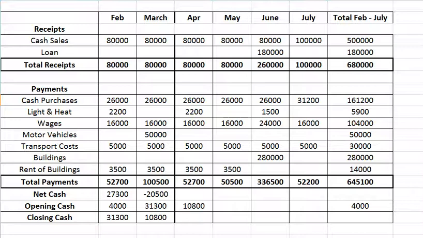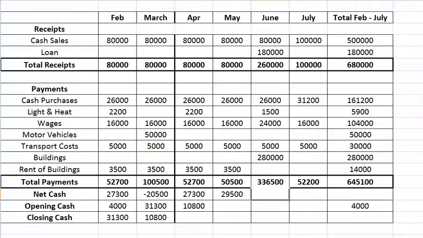Okay, next thing, the predicted net cash. The difference between total receipts and total payments for each month is the net cash. Obviously you see in March they're predicting a negative net cash because payments are greater than receipts. It'll be positive in April, 27,300. So 80,000 minus 5,500, 29,500.